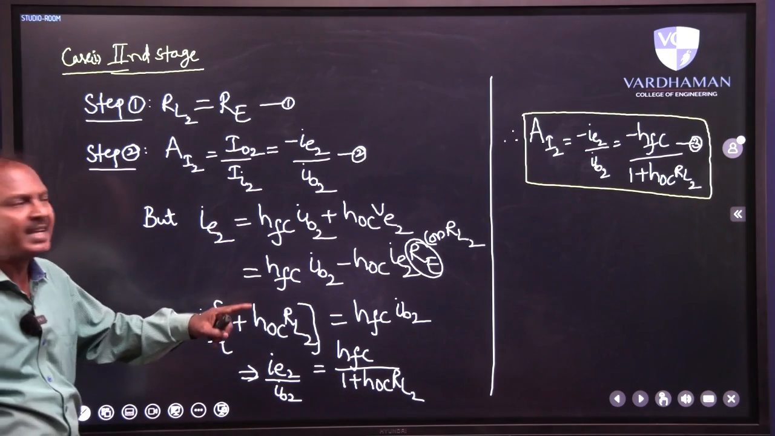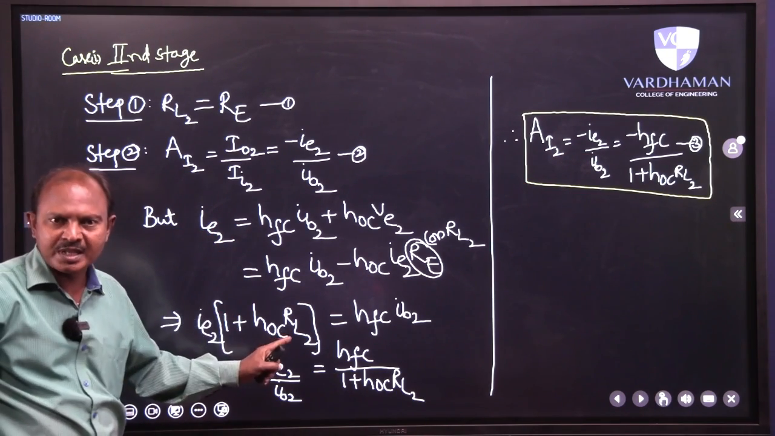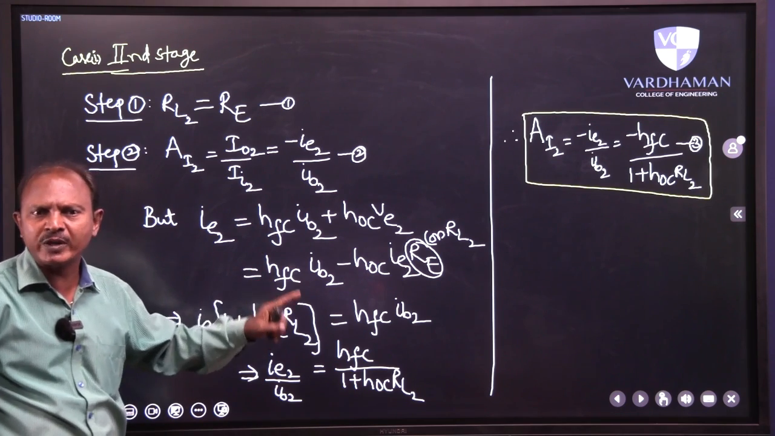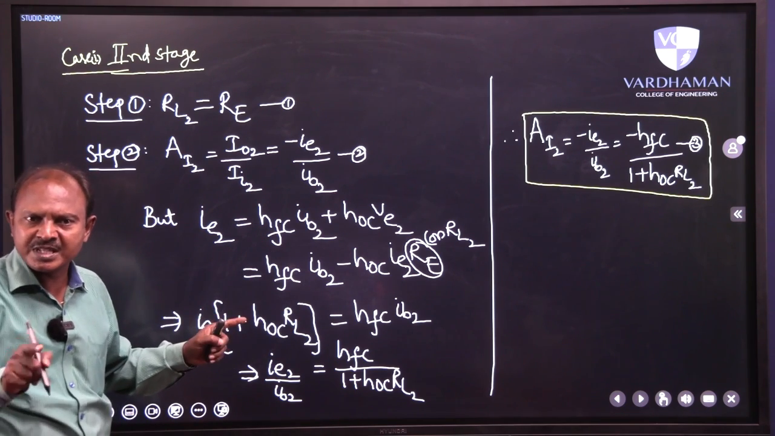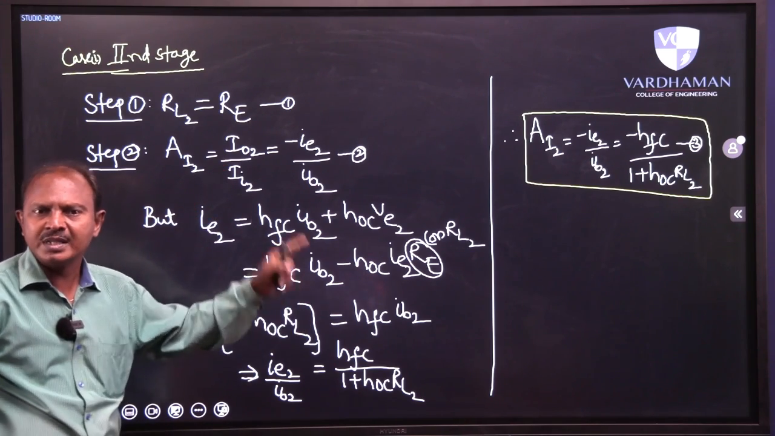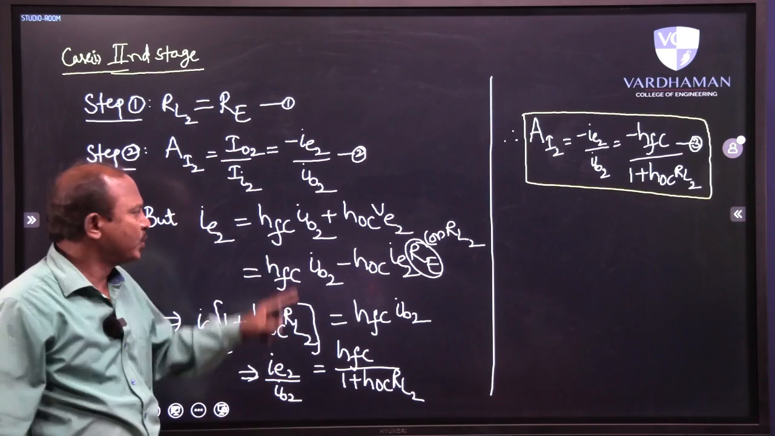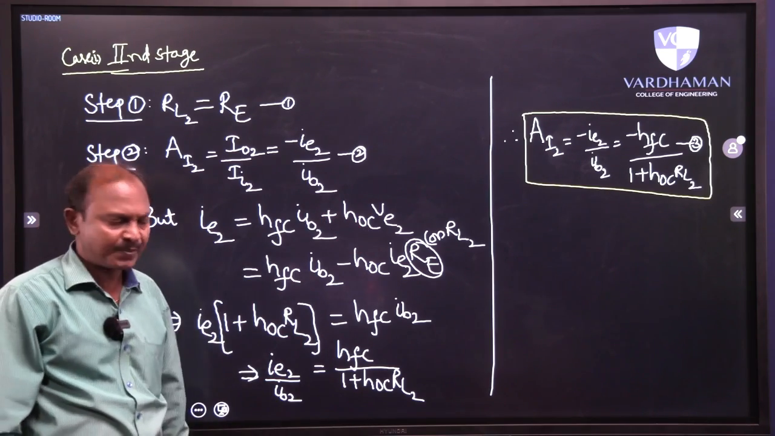You have to understand this analysis carefully. Why? Because the same procedure, the same analysis, we have to do for the first stage also, because the first stage is also a common collector amplifier. Whatever procedure I have followed, the same procedure is to be used for the first stage also. Try to understand this analysis.